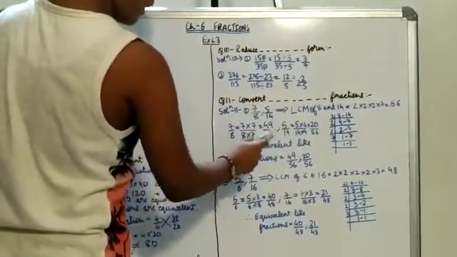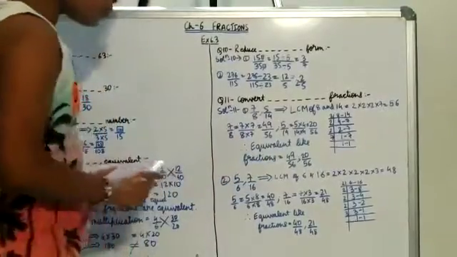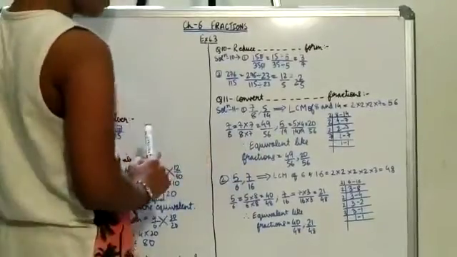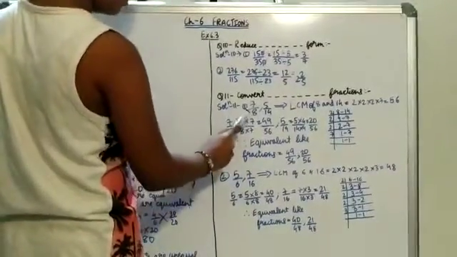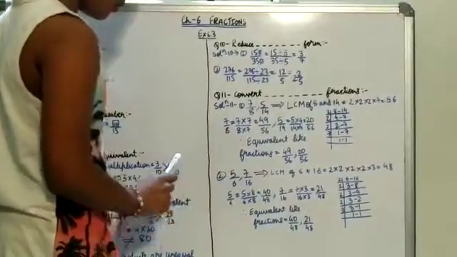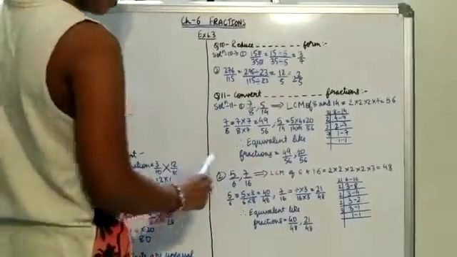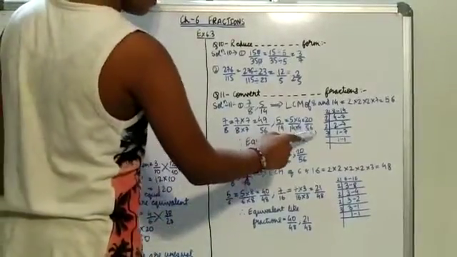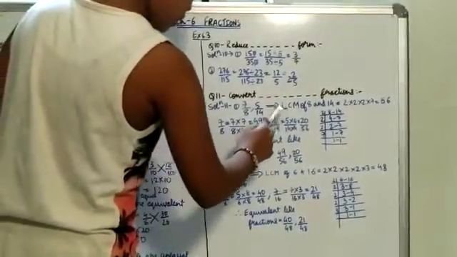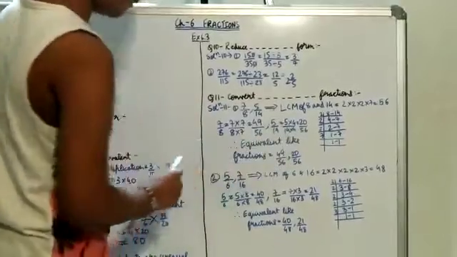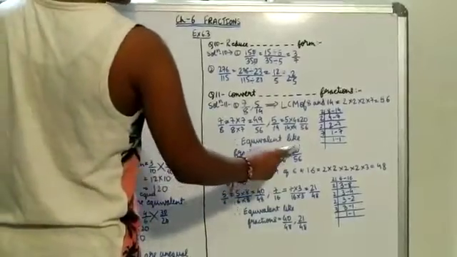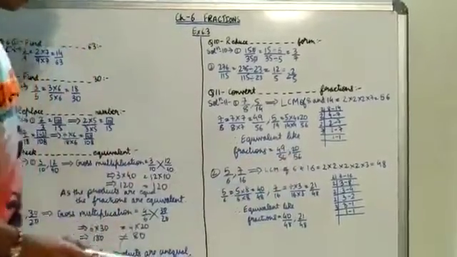Now divide 56 by 8. It will be 7. 8 sevens are 56. You have to multiply 7 upon 8 into 7 upon 7. It will be 49 upon 56. Then 5 upon 14. You simply divide 56 by 14. Your answer will be 4. Then 5 fours are 20 and 14 fours are 56. So the equivalent like fractions are 49 upon 56 and 20 upon 56.